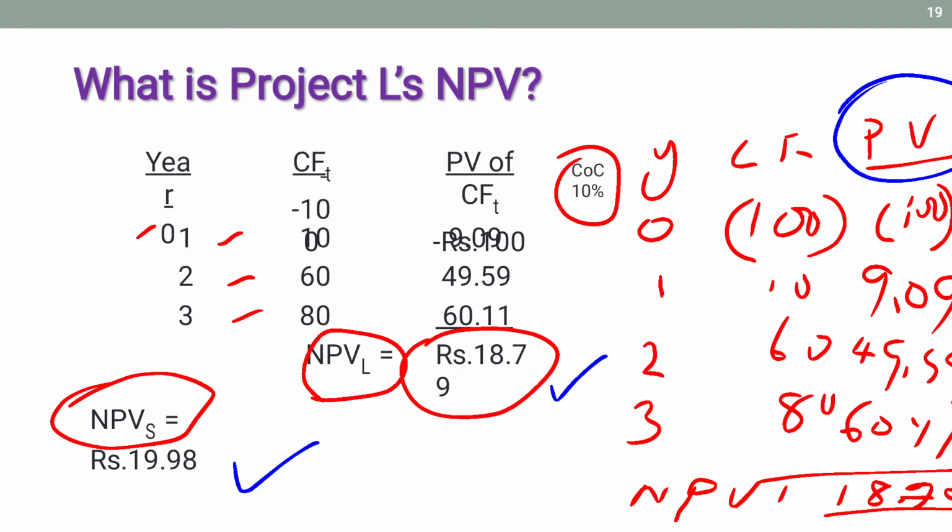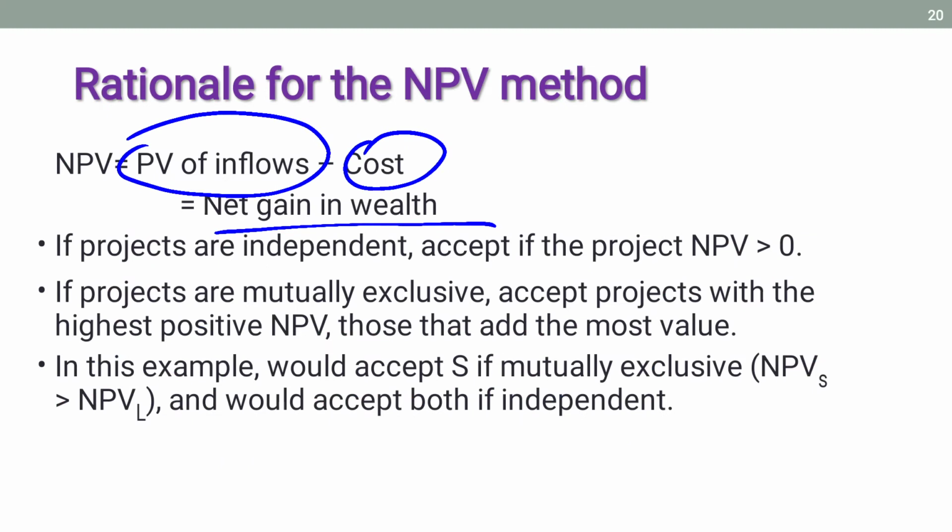If the projects L and S are mutually exclusive, then you have to select one, because both projects will give the same benefits, right? So you have to select one. Which one you have to select? Select the highest NPV, right? You select project S. So the answer is clear. In this example, we accept S project if mutually exclusive, as it is greater than L, and would accept both projects if independent.